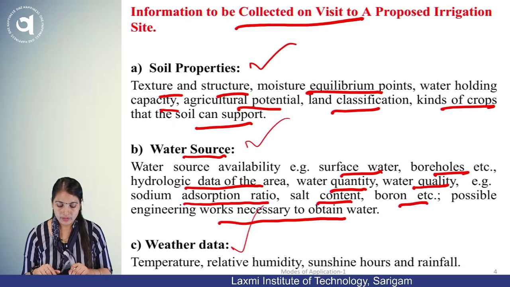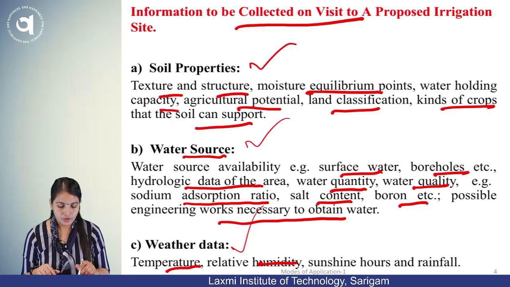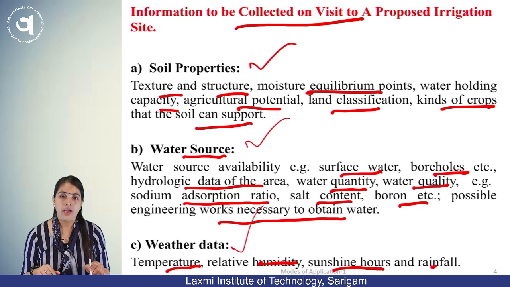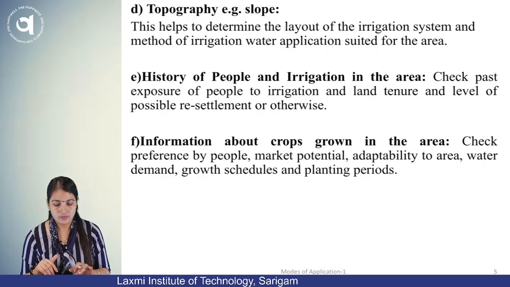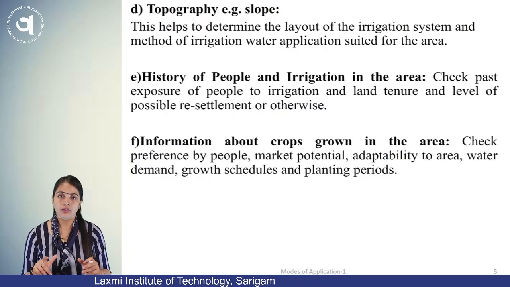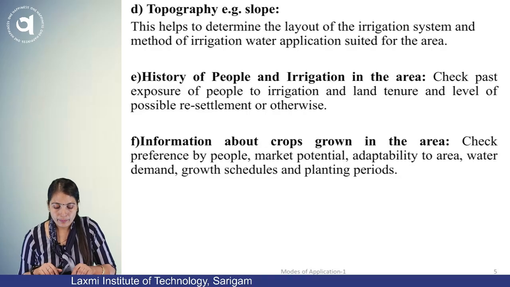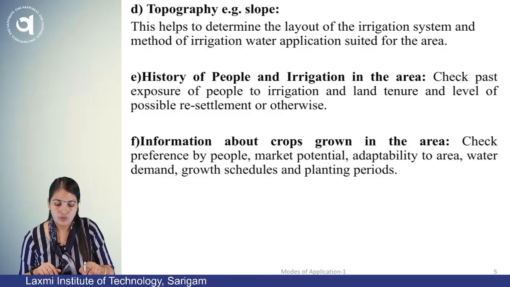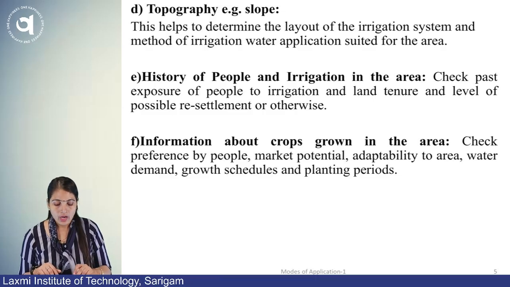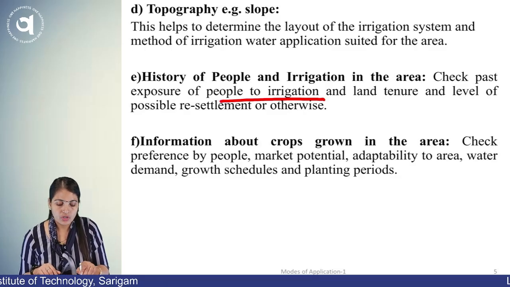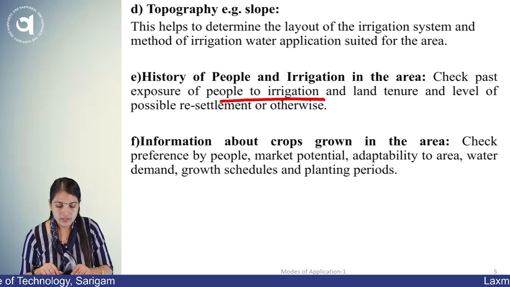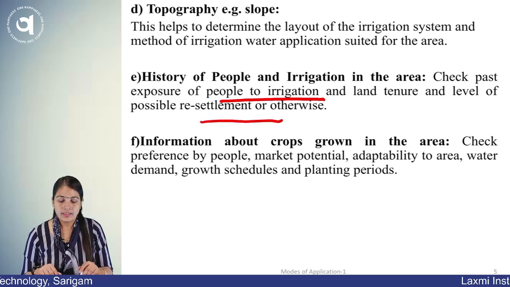And weather data: temperature, relative humidity, sunshine hours and rainfall. What is the frequency of rainfall, what is the temperature. We should collect this data for selecting the method of irrigation. Then topography, for example slopes, because topography determines the irrigation system and the method of water application suitable for that area. And the history of people and irrigation in the area. Check the past exposure of the people to irrigation, land tenure, and the level of possible resettlement or otherwise. So we have to keep these things in mind.